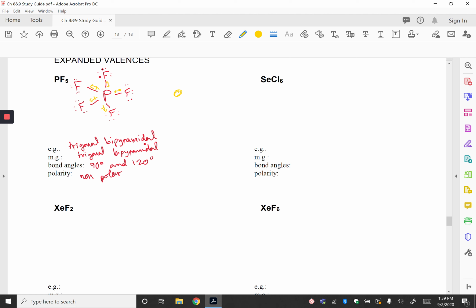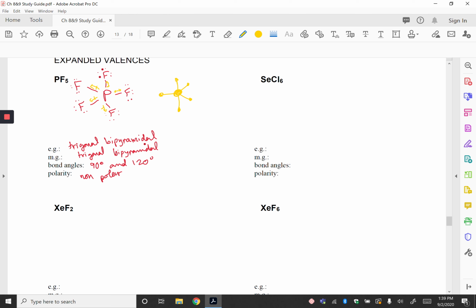Remember, when you draw this, there's one up, one down that are 180 from each other. Those cancel each other out. And then in the plane of the paper, the rest are 120, and those 3 cancel each other out.